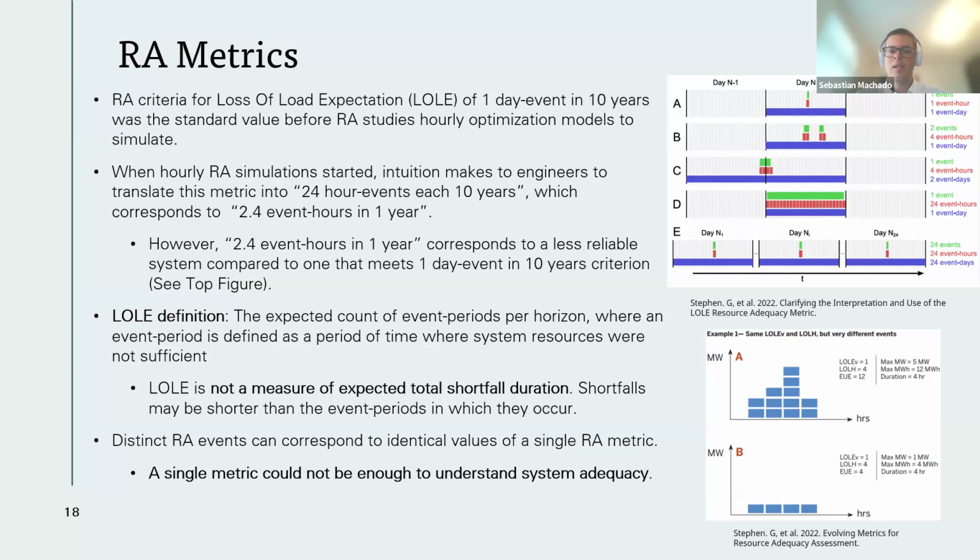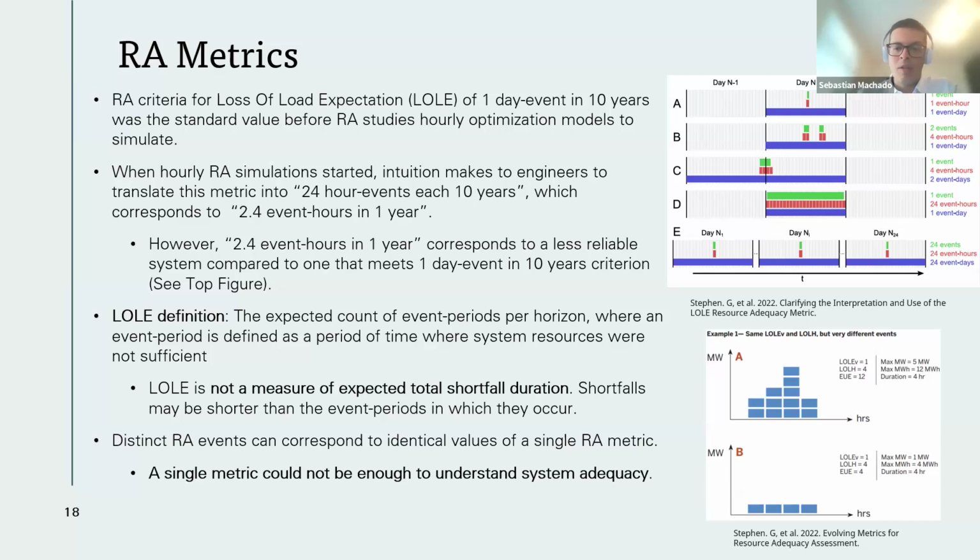So for instance, in the top figure, you can see that cases A, B, and D all satisfy the one day event of loss of load expectation. But if you look at the hourly view, those events are radically different. So the key takeaway here is that you cannot convert directly. You cannot make that conversion from day events to hour events in this loss of load expectation metric.